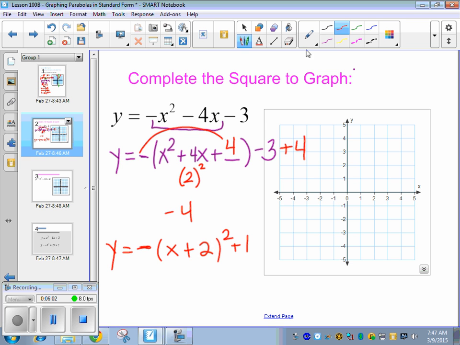Okay, so Peyton, opens up or down, if there's a negative in front? Okay, so opens down. And Zach, what's my vertex? Good, negative 2, 1. So we're going to go left 2, up 1. Our parabola is going down this time, so when you do your points, go right 1, down 1. Right 1, down 1. Left 2, down 1, 2, 3, 4.